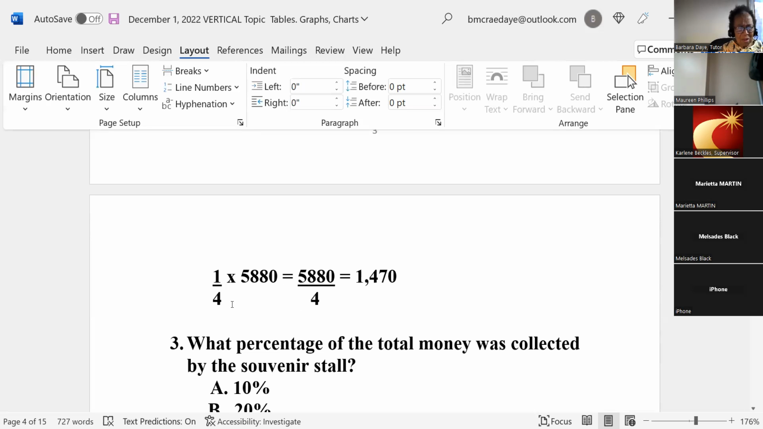0.4? No, that's not the same as 1/4. That's 4/10. If you're going to put a fraction, Mercedes, you put 0.25, right? 1/4 is equal to 0.25, just like 25 cents is 1/4 of a dollar. Okay, 0.25 is a quarter. I forgot. And if you multiply that by 5,880, you get 1,470.